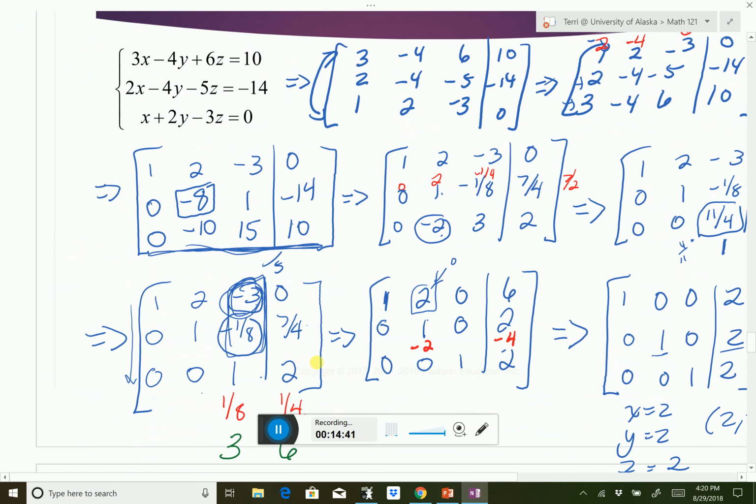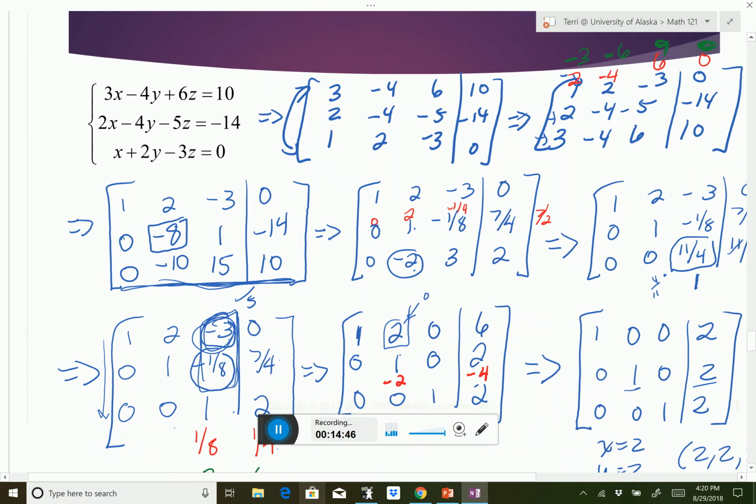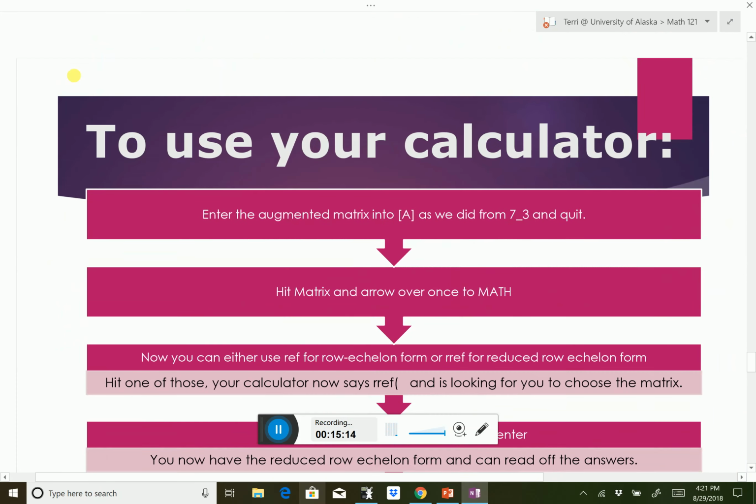Okay, so if you look at this at the top, we can make sure that we're right. So 3 times 2 is 6 minus 8 plus 12. Is that 10? Yes. This would be 4 minus 8 minus 10. Is that negative 14? Yes. So this is 2 plus 4 minus 6. Is that 0? Yes. So we checked our answer even, and it's just right.